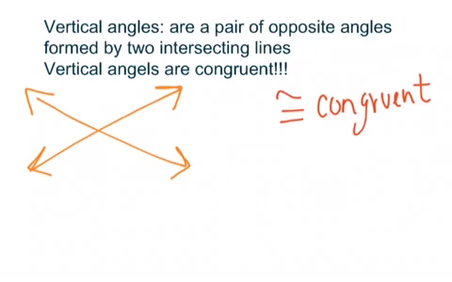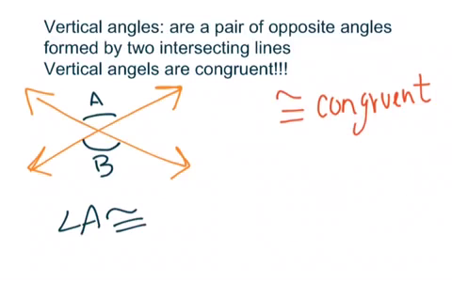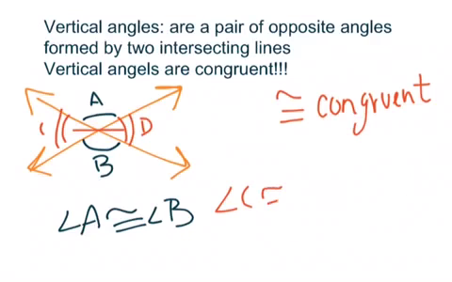Alrighty, vertical angles, my favorite. Vertical angles are opposite angles that are formed by two intersecting lines, and they are congruent. So right here, this angle is a vertical angle to that angle, so they are congruent. We'll say that's angle A, that's angle B. So angle A is congruent, remember what that sign means, to angle B. We have, let's call this one C. Let's call this one D. So these two are vertical angles. So angle C is vertical to angle D, and they are congruent. Please remember that. Vertical angles are congruent.